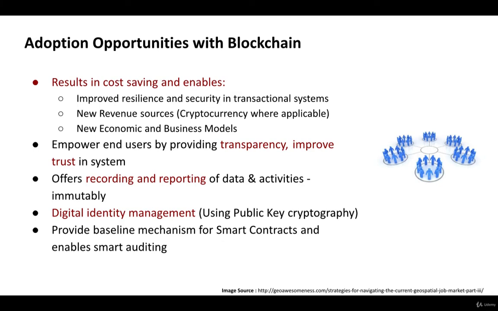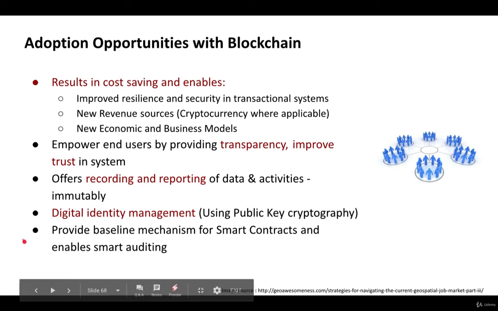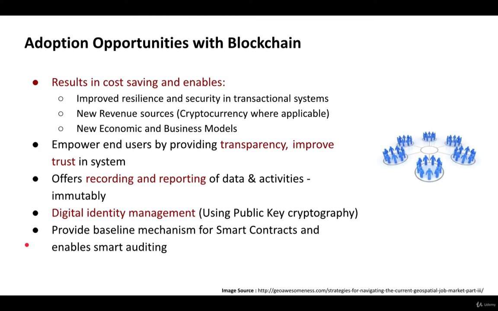expanding their operations. Blockchain also offers recording and reporting of data and activities in an immutable manner. That means the data once put onto the blockchain can never be deleted and it can only be added further. Blockchain has another advantage, that is the digital identity management, because it uses public key cryptography. Blockchain also provides a baseline mechanism for smart contracts, and thus it enables smart auditing.